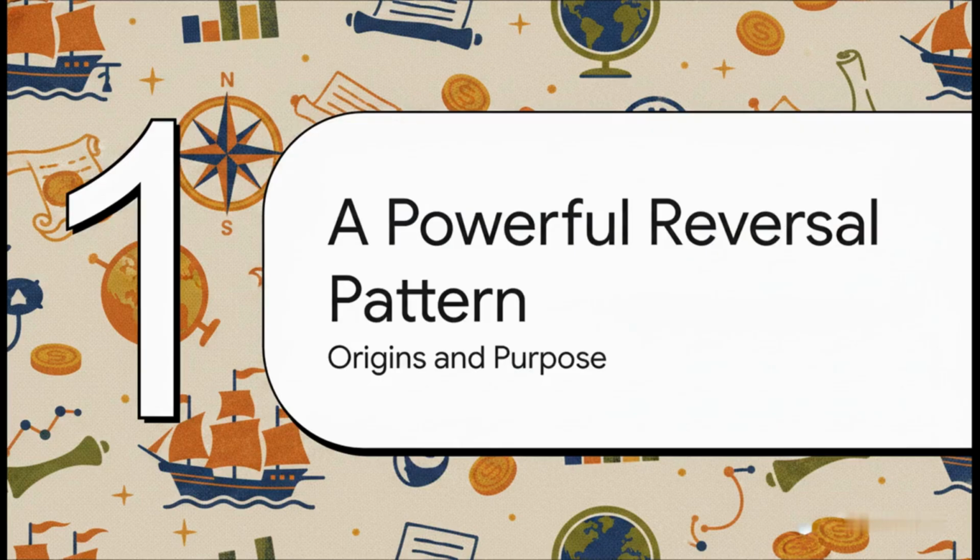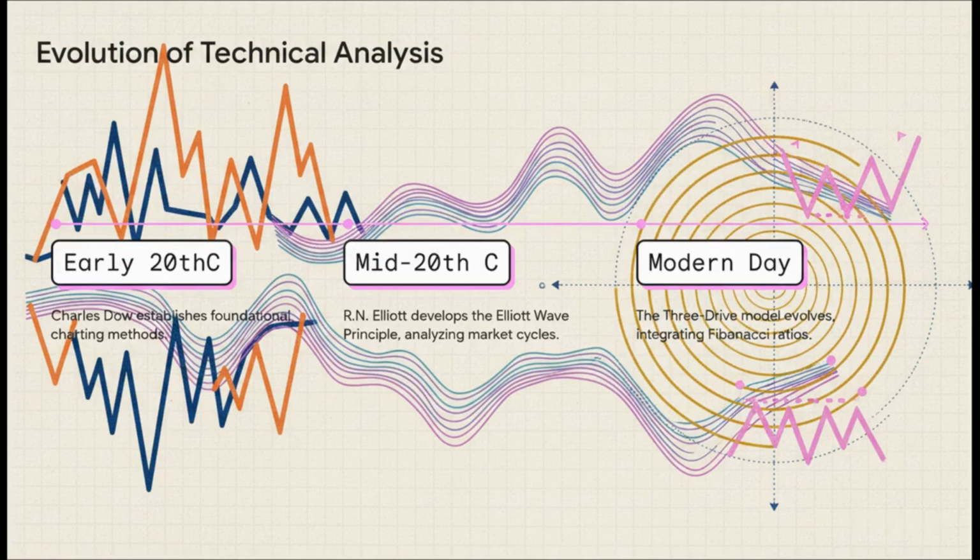To really get the 3-drive, you have to know its history. I mean, this thing didn't just appear out of thin air. It's literally built on the foundations of over 100 years of market analysis. The story really begins way back with Charles Dow, the guy who pretty much invented the idea of using charts to predict the market. Then R.N. Elliott came along and gave us his famous Elliott wave principle, the idea that markets move in these predictable, repeating cycles. The 3-drive pattern we use today is basically the next evolution. It takes those wave concepts and adds a layer of math with Fibonacci ratios to make it way more precise.